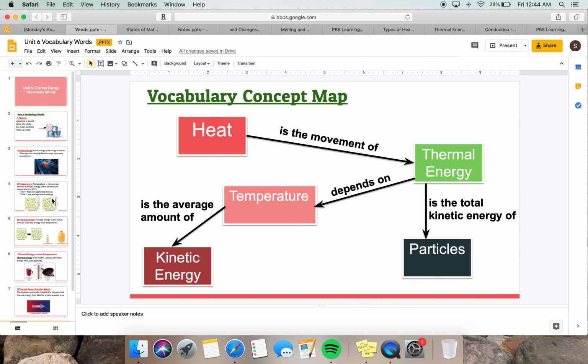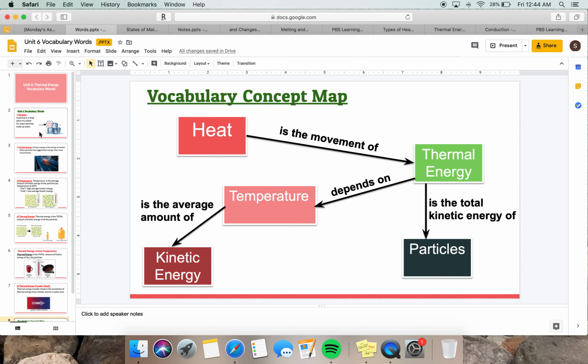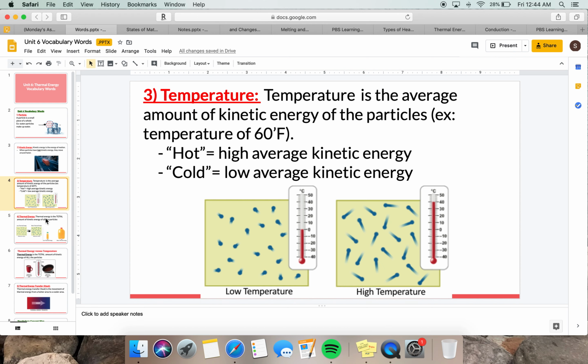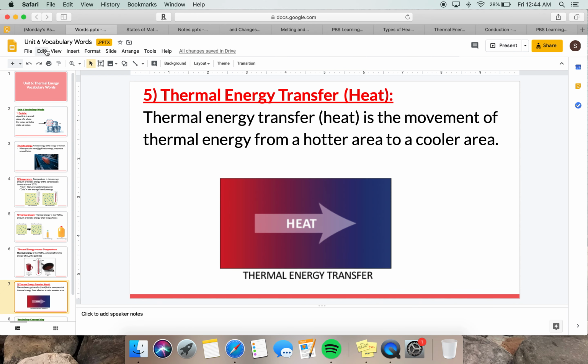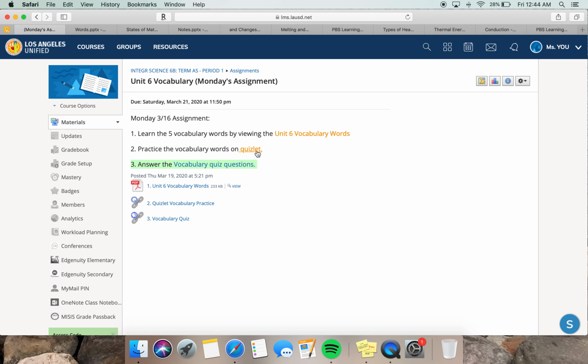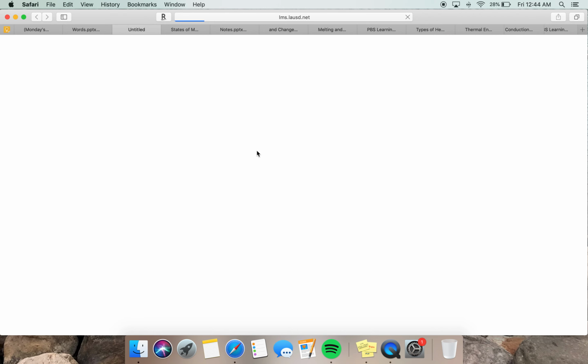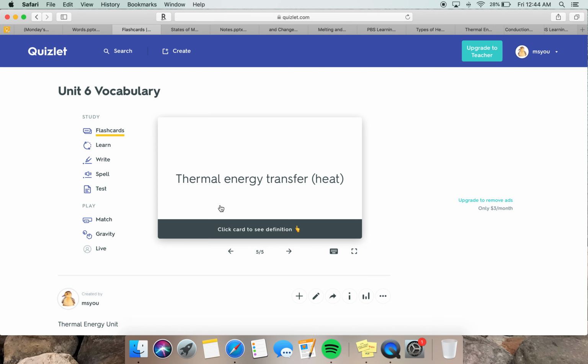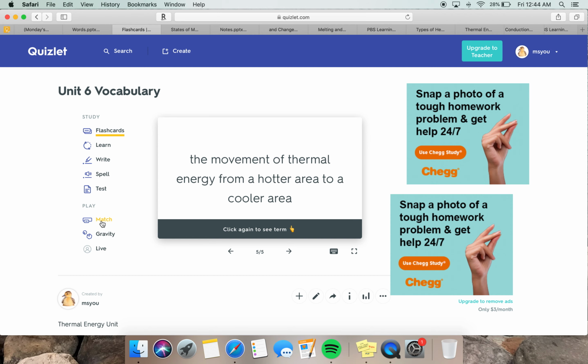All right, so those are the 5 vocabulary words that you should know for this unit. You will be seeing these words throughout the lessons that I post, so please make sure you study them. If you wanted more practice with these words, you can go to our Quizlet link. And when you click Quizlet, you can go ahead and practice like you've done with the flashcards, or you can also play the match game or the gravity game, your choice.